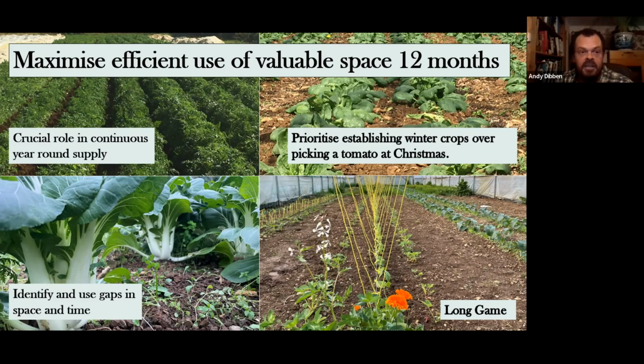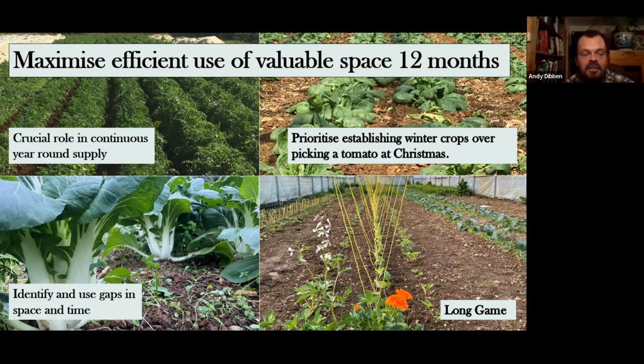The other thing about rotations that I find really, really useful is catch cropping. So I've got a picture here, bottom left. Identify and use gaps in space and time. Quite often, whether it's a crop failure, or you crop something out early, or it's a mistake in the crop plan, you've got a gap in space and time that just appears in front of you.